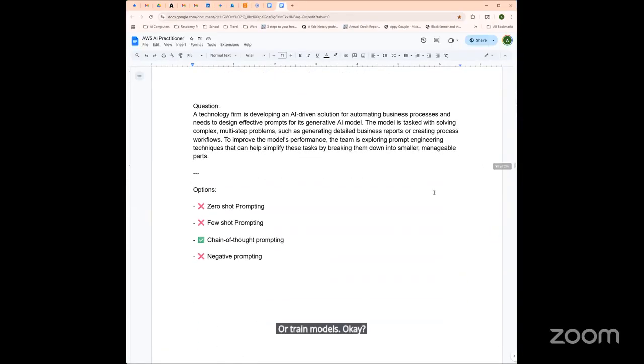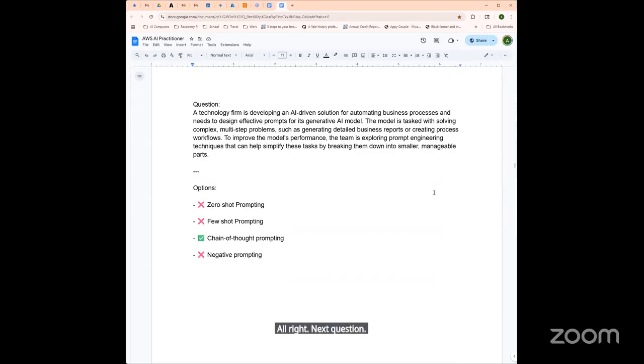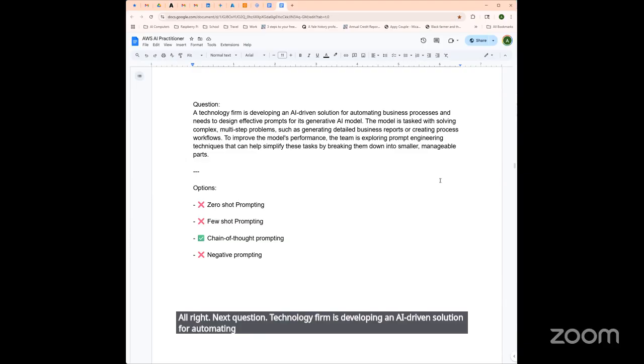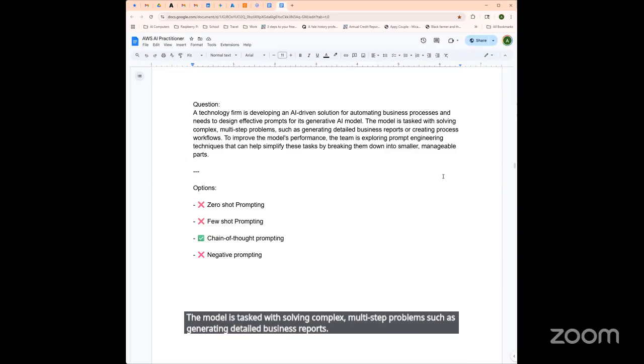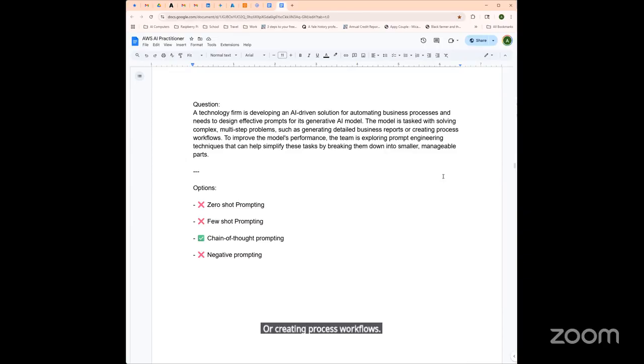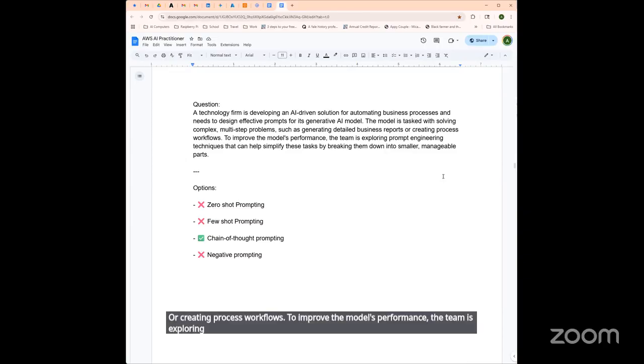All right. Next question. A technology firm is developing an AI-driven solution for automating business processes and needs to design effective prompts for its generative AI model. The model is tasked with solving complex multi-step problems such as generating detailed business reports or creating process workflows. To improve the model's performance, the team is exploring prompt engineering techniques that can help simplify these tasks by breaking them down into smaller, manageable parts.